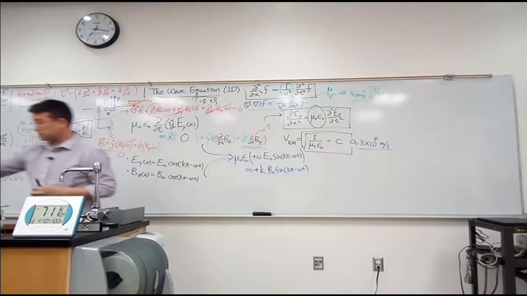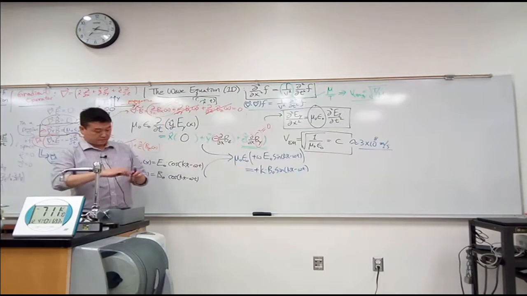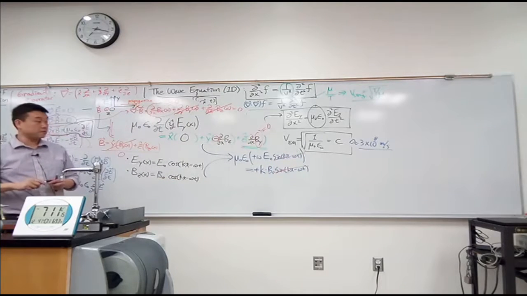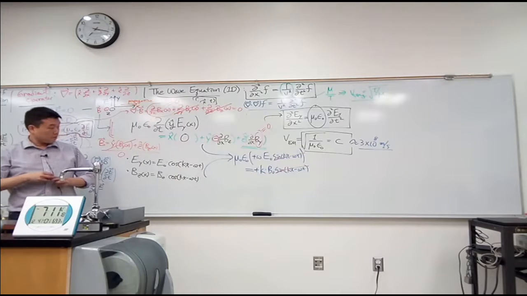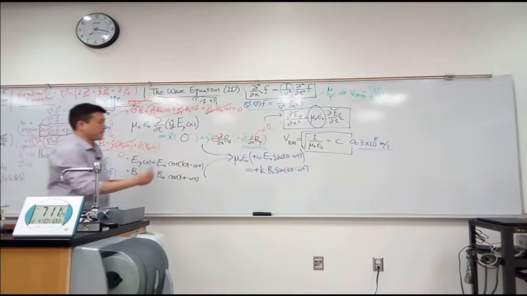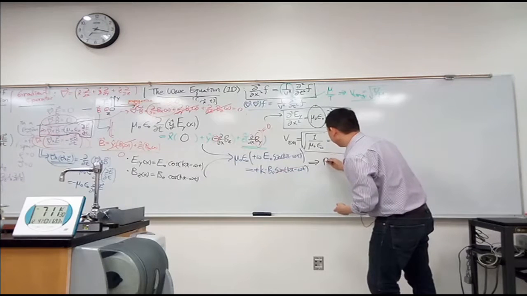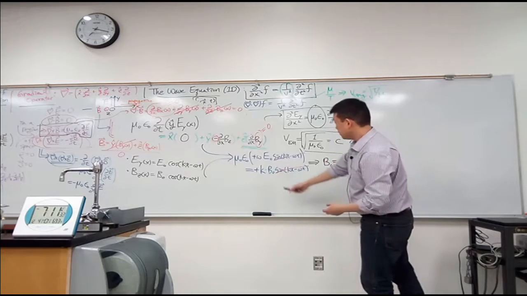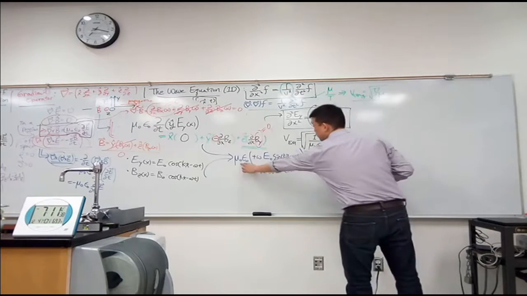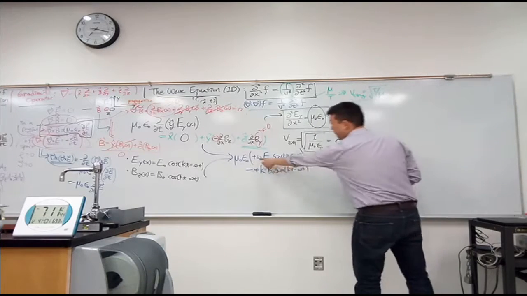Okay. So let me see what the relationship between B naught and E naught is. Sine of kx minus omega t cancels out from both sides. So let me just solve it for B naught. When I solve it for B naught, this is what I end up with. The amplitude of the magnetic field oscillation is equal to the amplitude of the electric field oscillation times mu naught epsilon naught, and then omega over k.